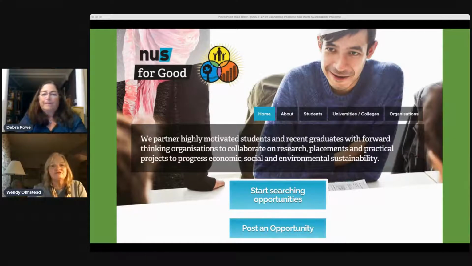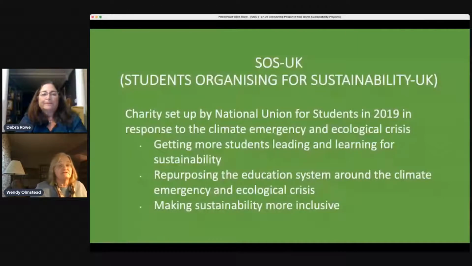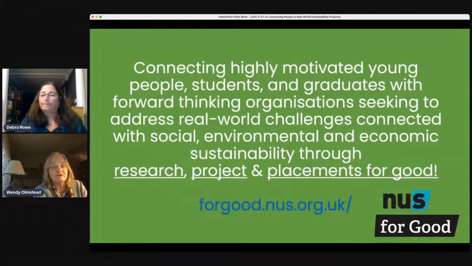There we go. So the For Good platform is run by Students Organizing for Sustainability United Kingdom, a charity set up by students and staff at the National Union for Students in 2019 in response to the climate and ecological crises. The vision behind this platform is simple: A small and nimble organization is best suited to get more students involved in solving sustainability challenges, while at the same time making sustainability more inclusive. And it does this by connecting students to projects, research, and placements around the world. Every partnership is linked to an SDG so that students can align their interests with those of the potential partner.